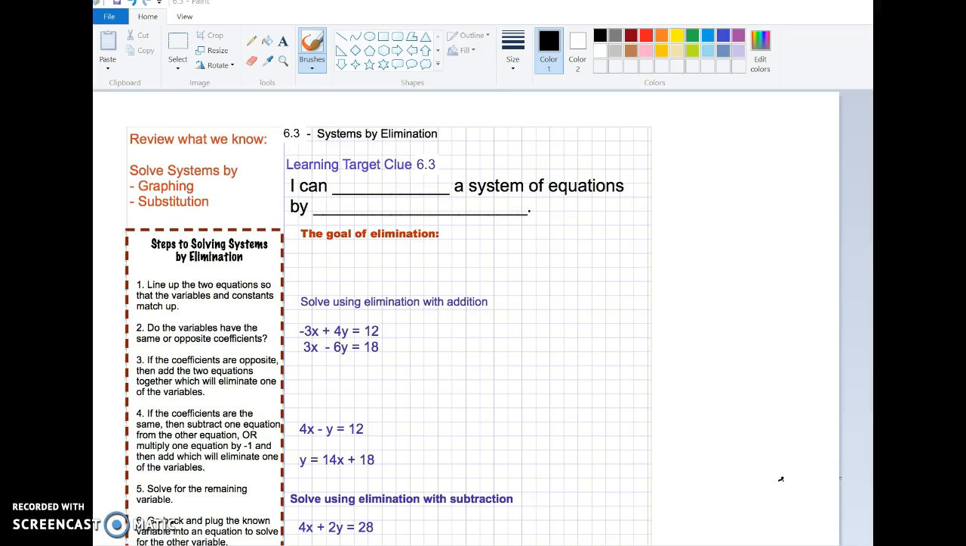So our learning target, clue 6.3, is: I can graph a system of equations by elimination. So make sure you have that written down.